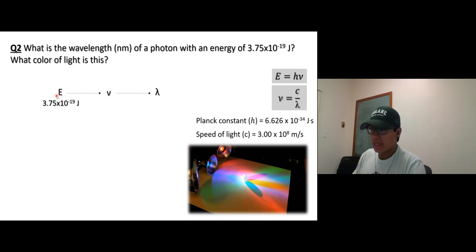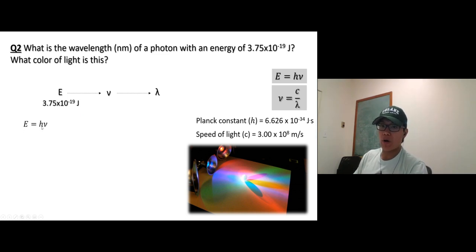Sorry, I said it wrong. We start out with the energy. From energy, use the first equation, and you can find the frequency. Once you know the frequency, use the second equation to calculate the wavelength. So there are 2 steps there. The first step: we're going to calculate the frequency first.